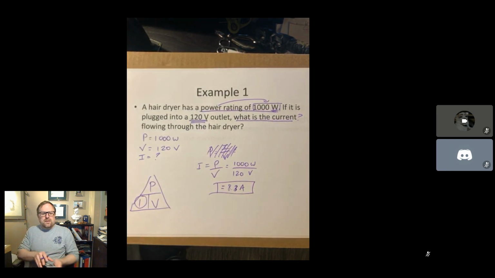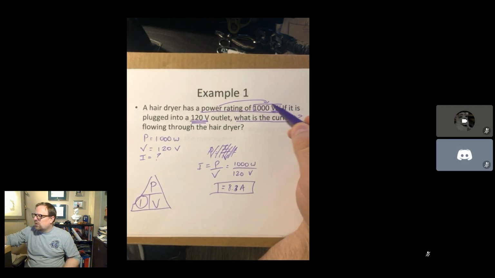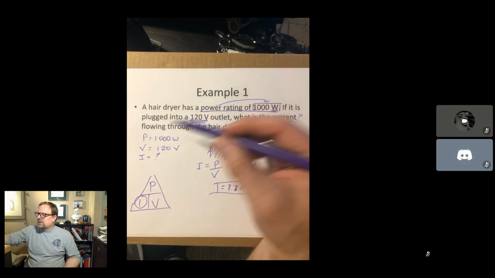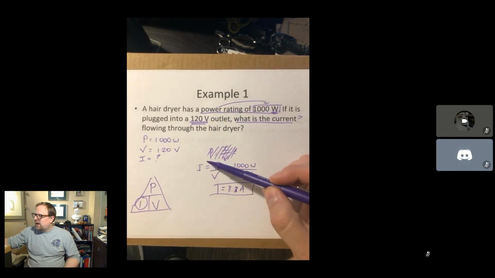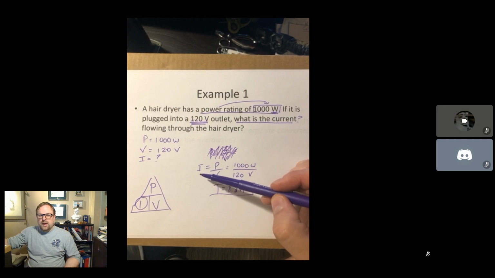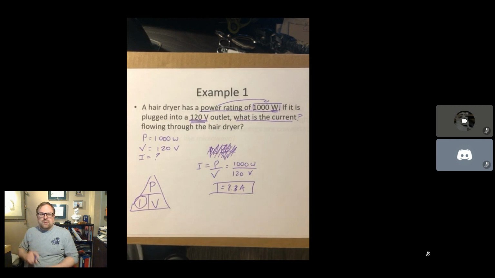Okay, so the key bits to understanding this: make sure you go through and determine what your question is telling you. So it says it's a power rating. Remember to look at the units because the units tell you what variable you're dealing with. So in this case, we're dealing with watts, right? And then we're dealing with volts. So that tells me that we have power and voltage, and we're trying to figure out current, which is what the question is asking. And then we'll ignore the screw up over here. And so current is power over voltage, 1,000 watts over 120 volts, which is 8.3 amps. So I hope that makes sense to you how we did that.